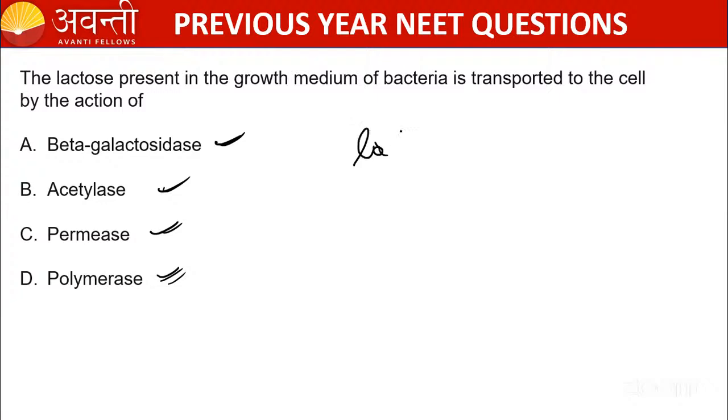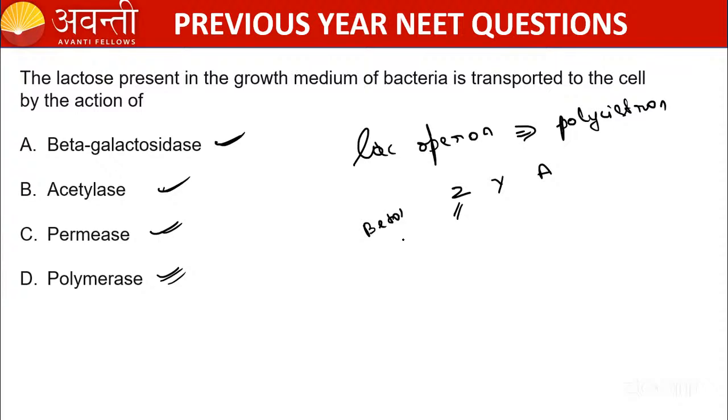The lac operon concept. It is a polycistronic gene, right? Where it is coding Z, then Y, then A. Z is going to code for beta galactosidase. What is the function of beta galactosidase? It is going to break down the lactose into galactose and glucose, right?